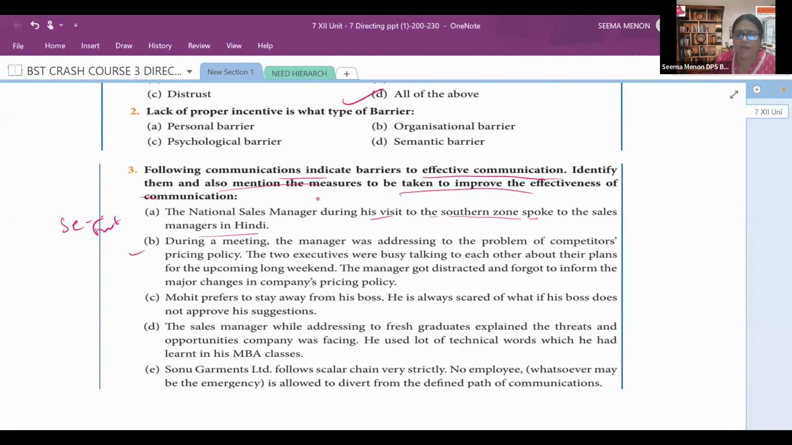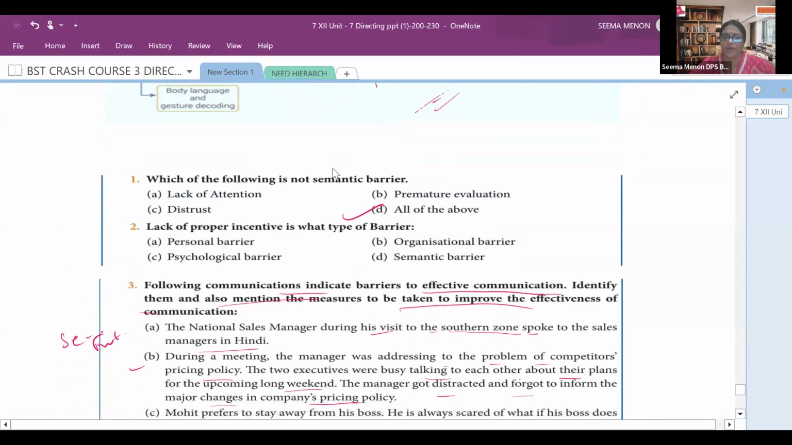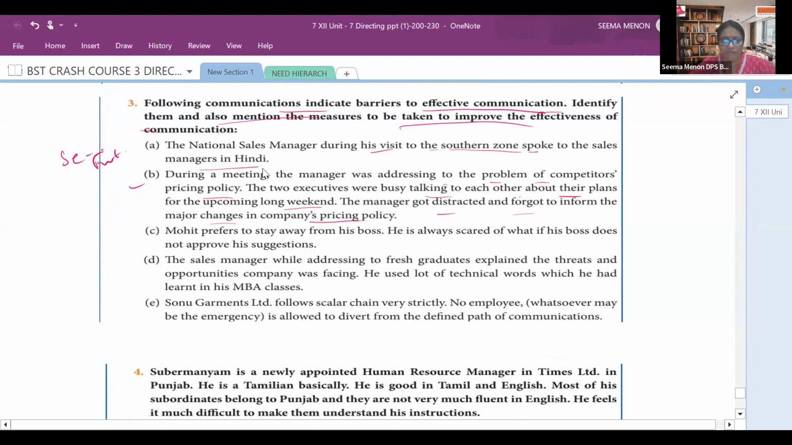Next one. During a meeting, the manager was addressing the problem of competitors' pricing policy. Two executives were busy talking to each other. His manager is deeply explaining the competitors' pricing policy. Two people are sitting and simply talking, the executives, about their plans for the upcoming long weekend. The manager got distracted and forgot to inform them of the major changes in the company's pricing policy. So by their conversation, who got distracted? The manager. He got distracted and forgot to inform the subordinates in the meeting about the major changes in the company's pricing policy. What comes here? Lack of attention, right? So you will write psychological. It affected the manager psychologically. Because he was not able to focus, lack of attention will come. So you will write psychological barrier and lack of attention. You have to write both.